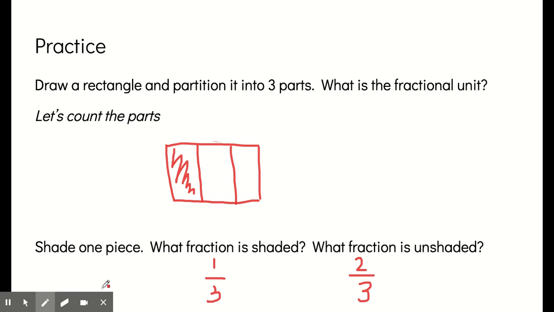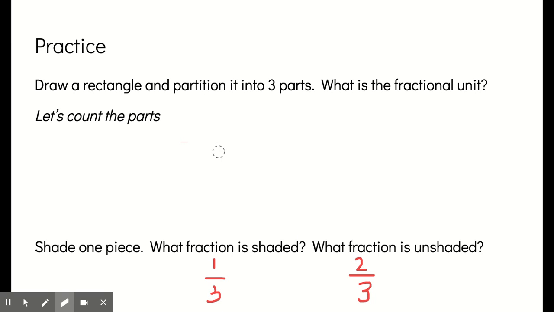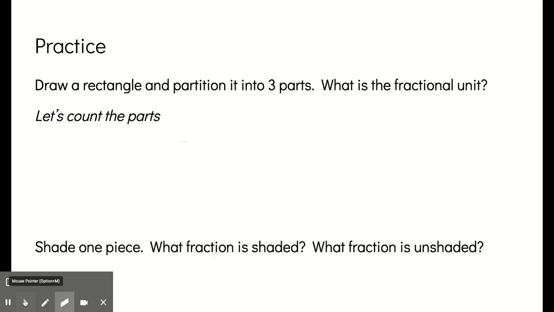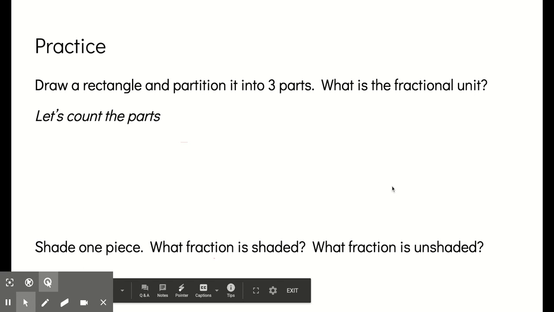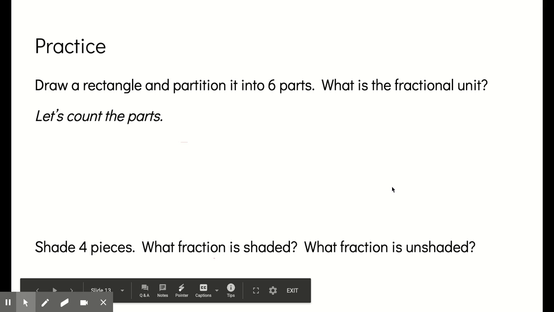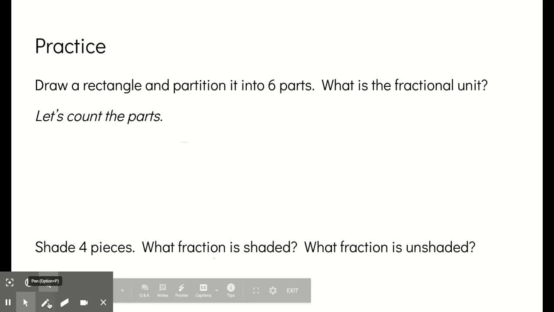All right, I'll erase. And while I'm erasing, I want you to count by sixths until you get to one whole. So start at 1/6 and count up. 1/6, 2/6, 3/6, 4/6, 5/6, 6/6 in one whole. Let me try one more.